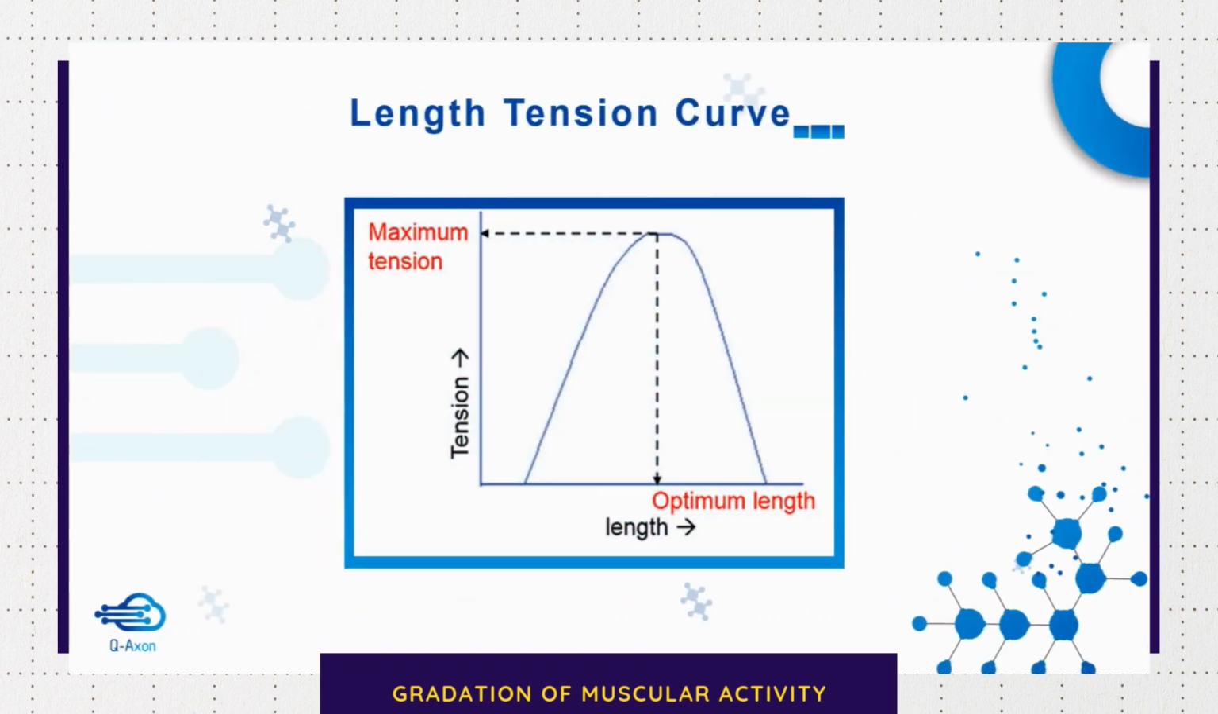This is how we plot the length-tension curve. You can see that as the length increases, the tension also increases. This is the maximum tension, and it is also the physiological limit, meaning that after this, if you further stretch the muscle, the tension is actually going to decrease. So this is the graphical representation of Frank-Starling's law.